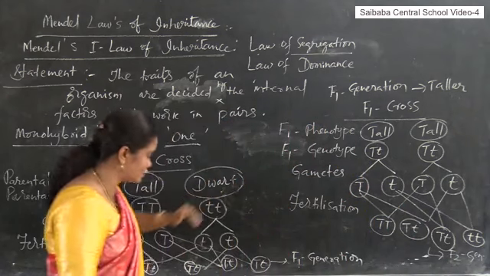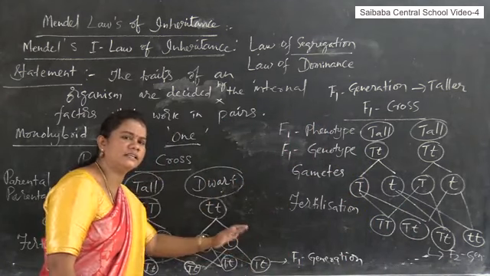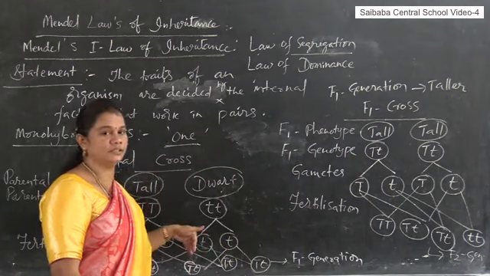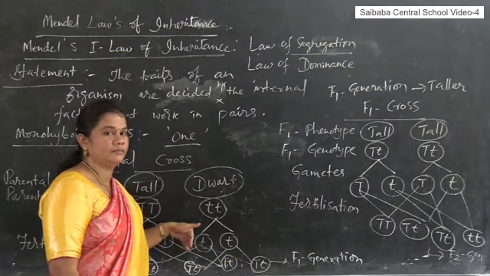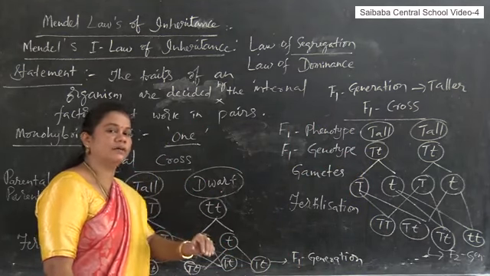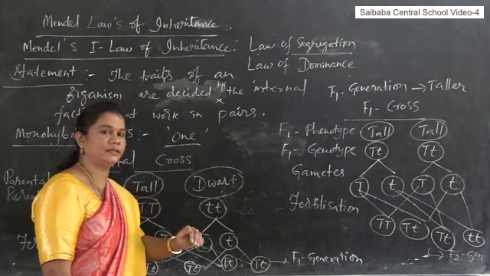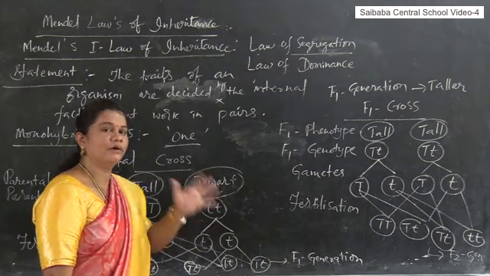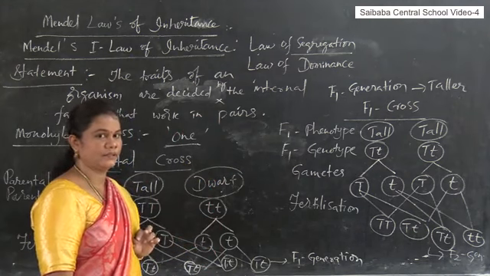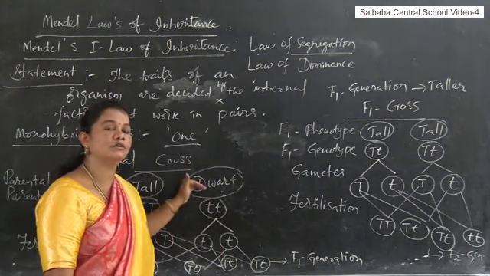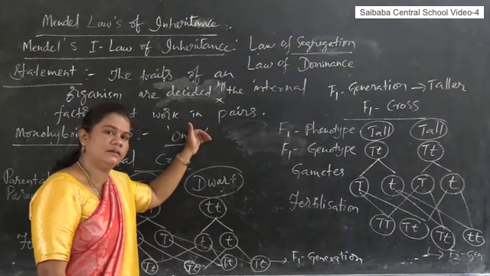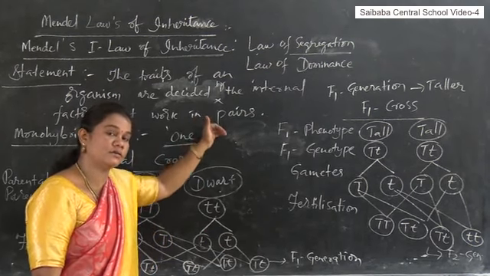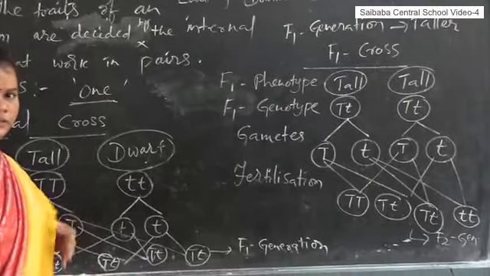That means the trait is also present in the F1 generation, but it was suppressed by the dominant gene, that is tall. Because the tallness is suppressing the dwarf one, are you getting my point? He decided tall is the dominant trait and dwarf is the recessive trait. So after doing this experiment, he concluded that tall is the dominant. That's why this law is also called the law of dominance. Are you getting my point?